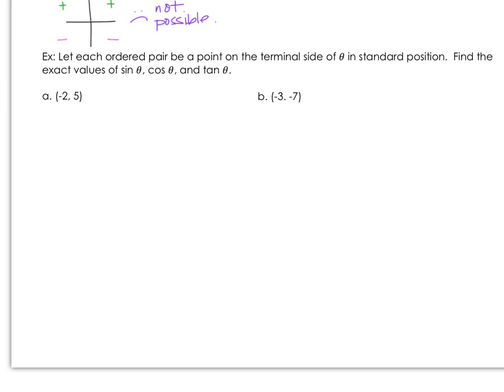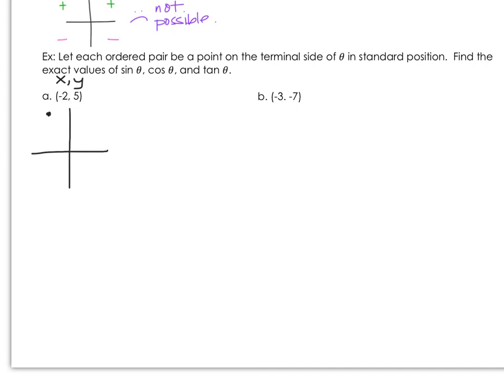Let each ordered pair be a point on the terminal side of theta in standard position. Find the exact values of sine, cosine, and tangent theta. The first thing we're going to do is plot the ordered pair -2, 5. So that's like x and y. I'm going to sketch my graph, but I'm not going to be super particular about counting out the dashes. -2 would be to the left and 5 would be up. I'm simply going to pick a point somewhere in quadrant 2 as my coordinate -2, 5.